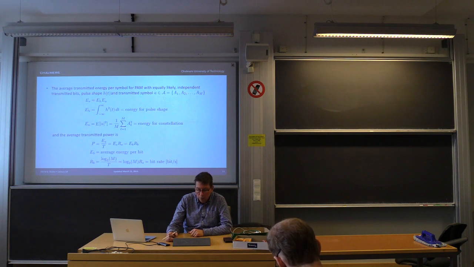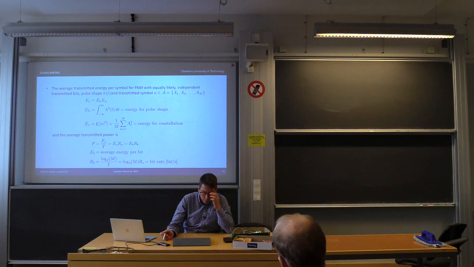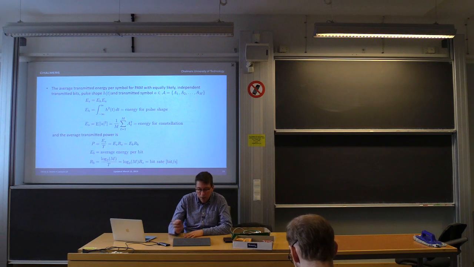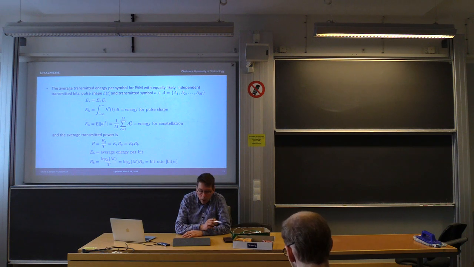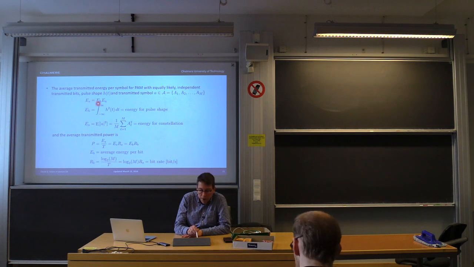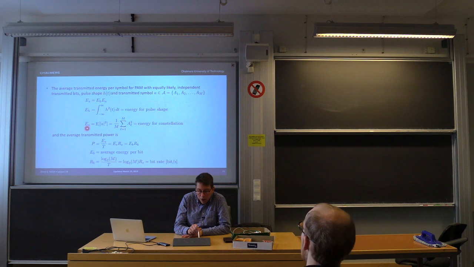Okay. How to compute this? Well, first of all, as it turns out, we need to know the energy per symbol. The energy per symbol is the energy for the pulse that we use times the energy for the constellation. So this integral is the energy for the pulse. The energy for the constellation is the average amplitude squared. So take the amplitudes, square them, and take the average of these numbers, and then we get the energy for the constellation. If we have the transmitted power, it's related to the energy per symbol through this relationship.